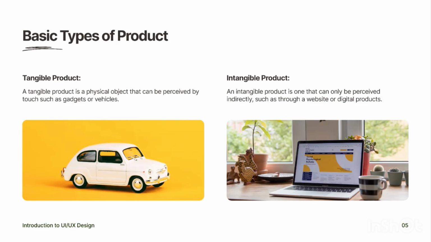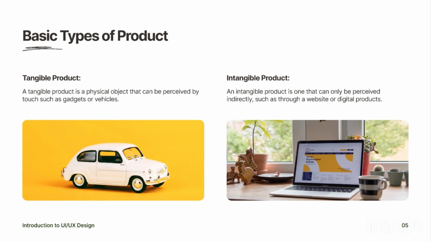The next thing we're going to talk about is the basic types of product. I want you to listen carefully because this will help you understand the difference or the similarities that exist between UI UX design and product design. So there are two types of products, the tangible product and the second one, the intangible product. These are the basic forms of products. The tangible products are basically physical products that can be perceived by touch, such as gadgets, vehicles, just like the image we have here. While intangible products can be perceived indirectly through a website or even a digital product.